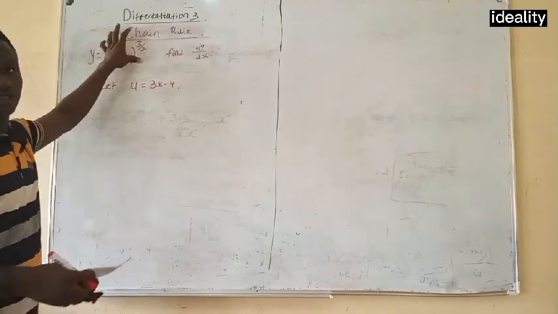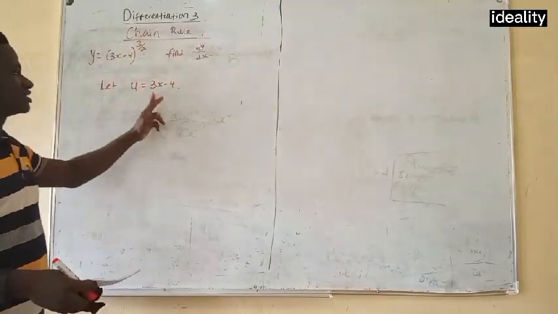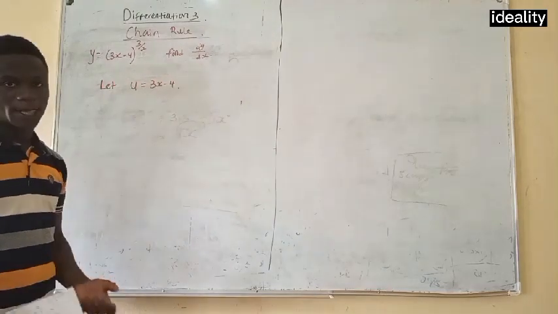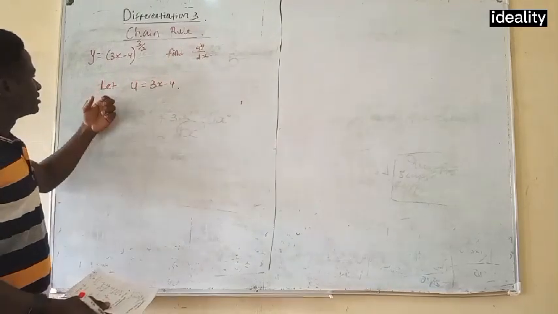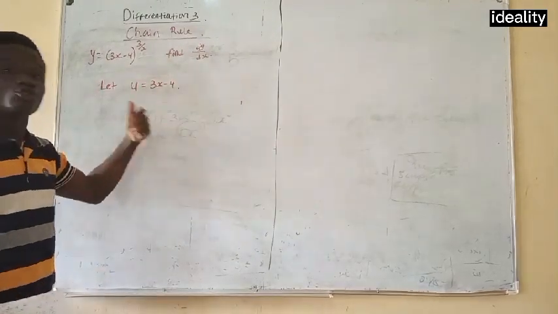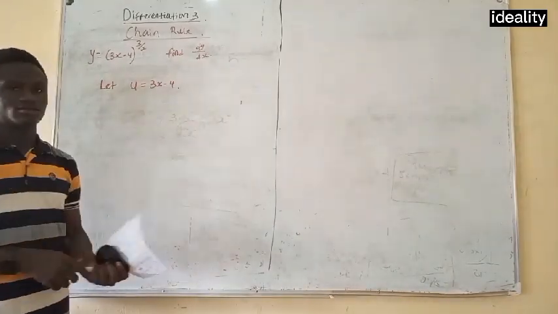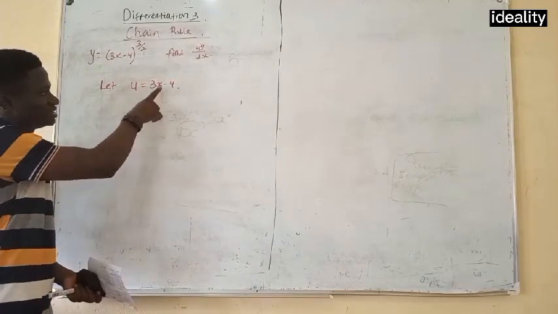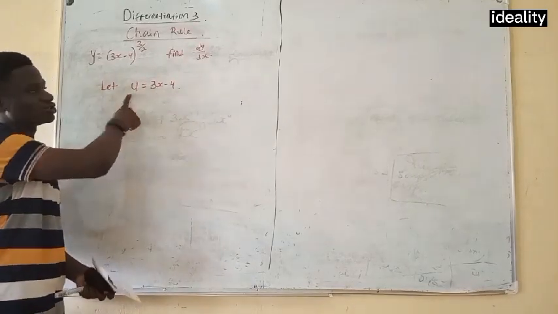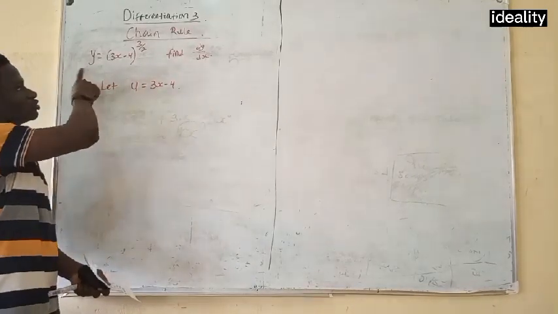I cannot expand this, so I will say let u be equal to 3x minus 4, so that anywhere I see 3x minus 4, I will put u. But before I put that, I need to differentiate this. This is du dx. You differentiate this one with respect to this.